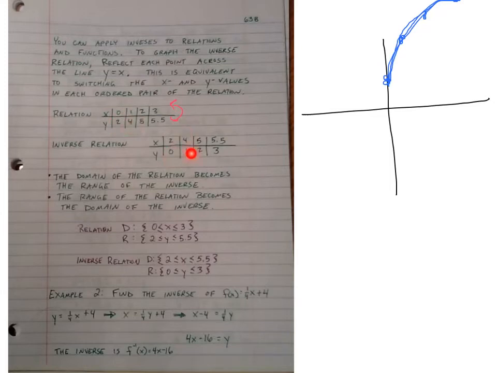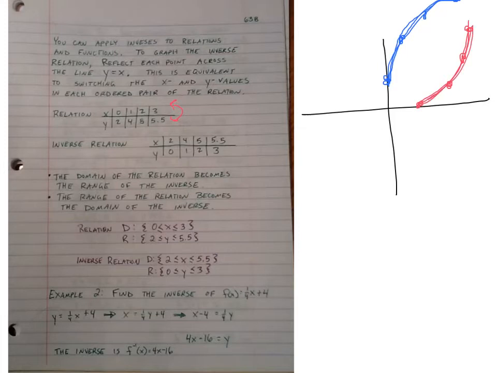And we can graph the inverse, so we have a point at 2, 0. We have a point at 4, 1. We have a point at 5, 2. And a point at 5.5, 3. And so it looks something like this.